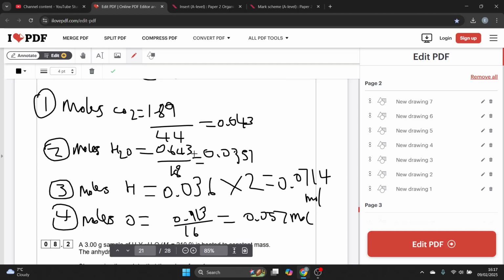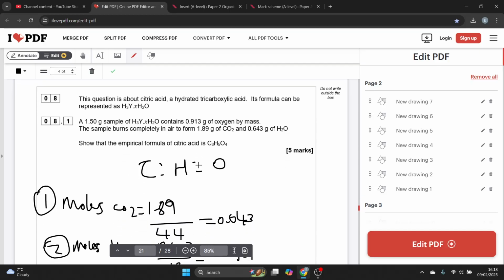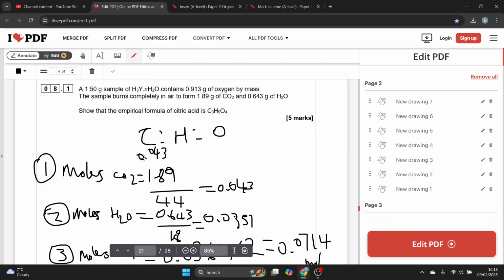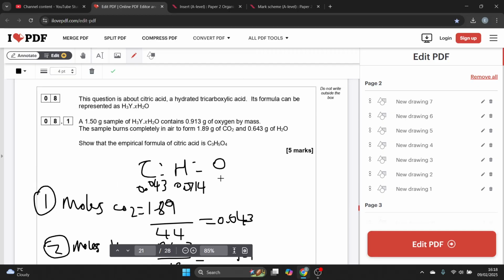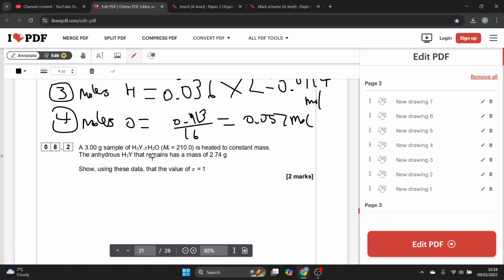Show the empirical formula is that. Well, first thing I'm going to have to do now is, because I've got the moles of CO2, moles of H2O, moles of oxygen, I can say, well, C is 0.043, H is 0.0714, and then the moles of oxygen 0.057, divided by the smallest number 0.043. 0.043 divided by 0.043, and you get the point, and then you get to this as your empirical formula.